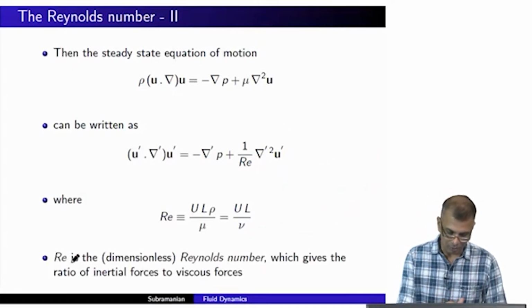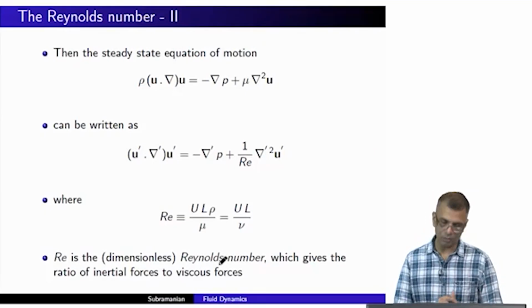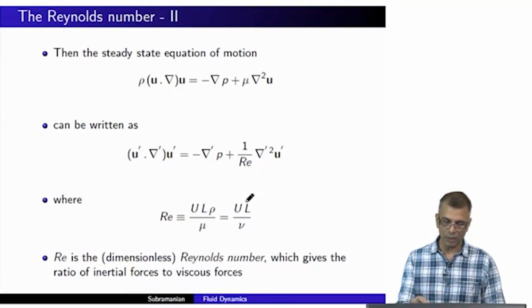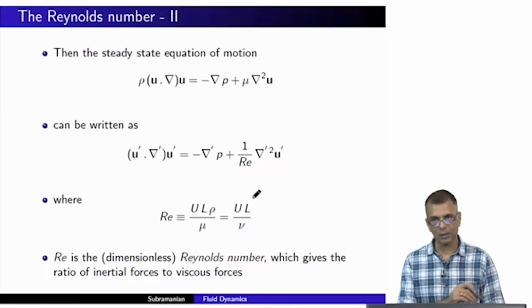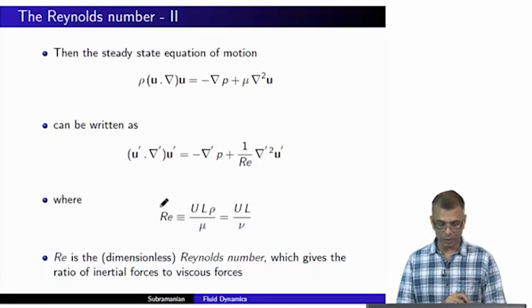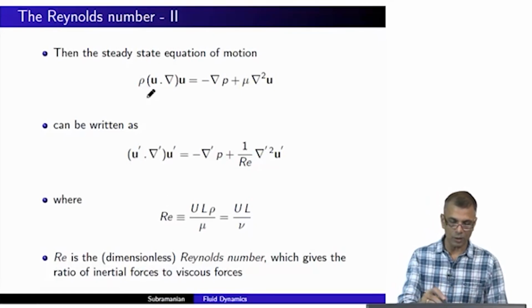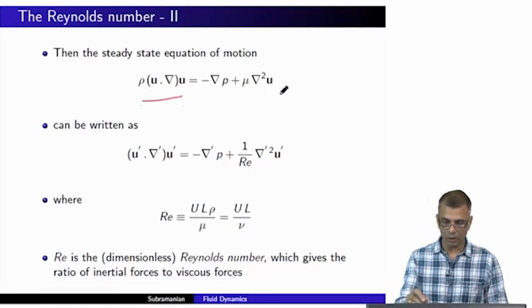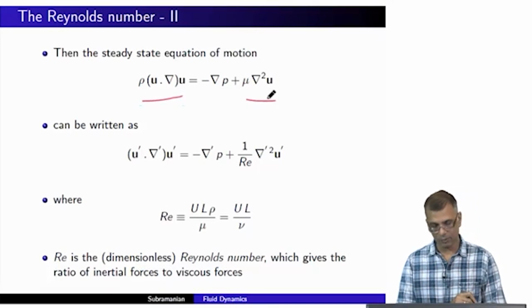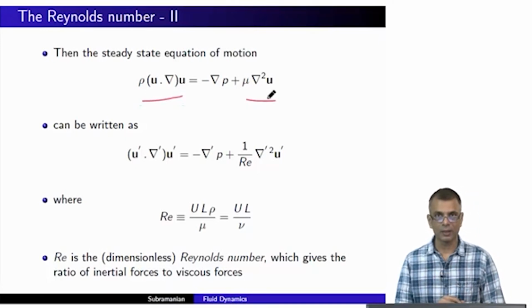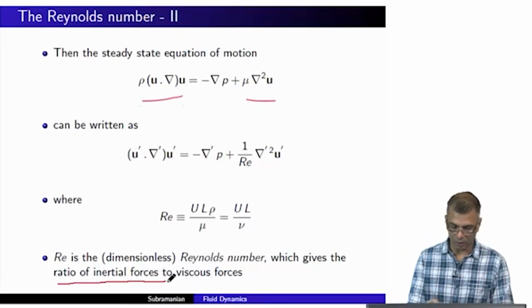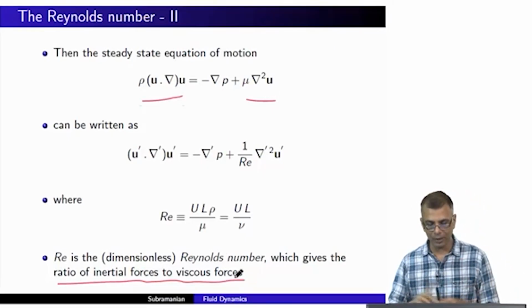So the Re is dimensionless. You can verify that this is indeed dimensionless. Nu has the dimensions of centimeter per second times centimeter, in other words centimeter square per second, and therefore the Reynolds number is dimensionless. And as we discussed the last time we met, the Reynolds number gives the ratio of the inertial forces to the viscous forces. Okay, this particular statement is how we did it the last time we met.